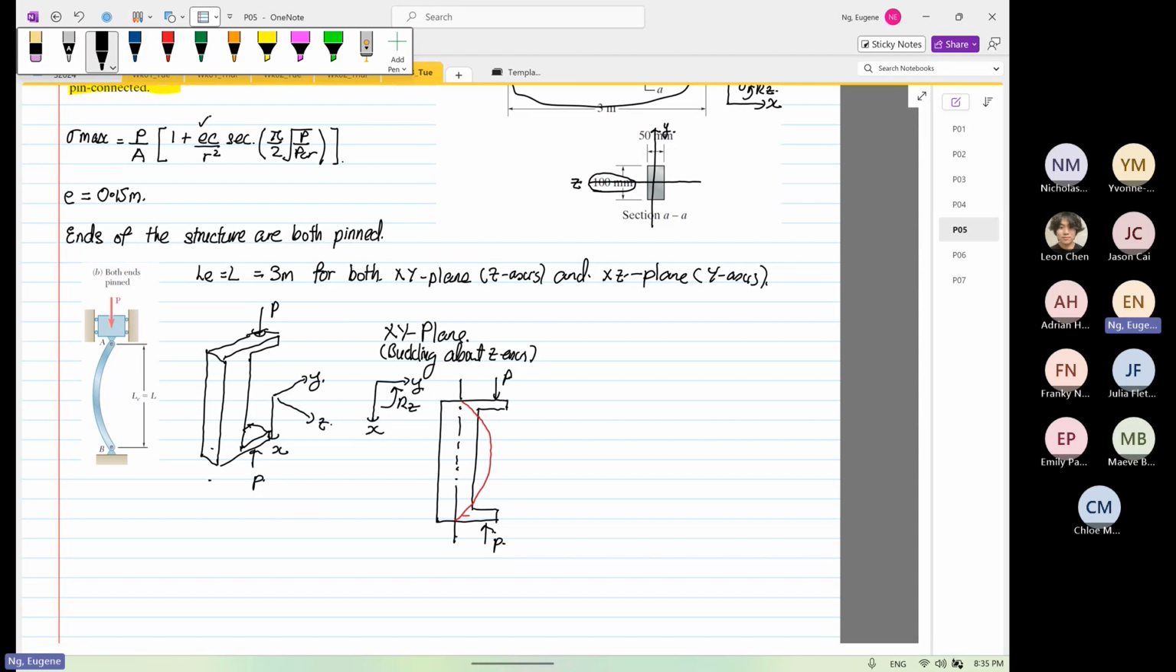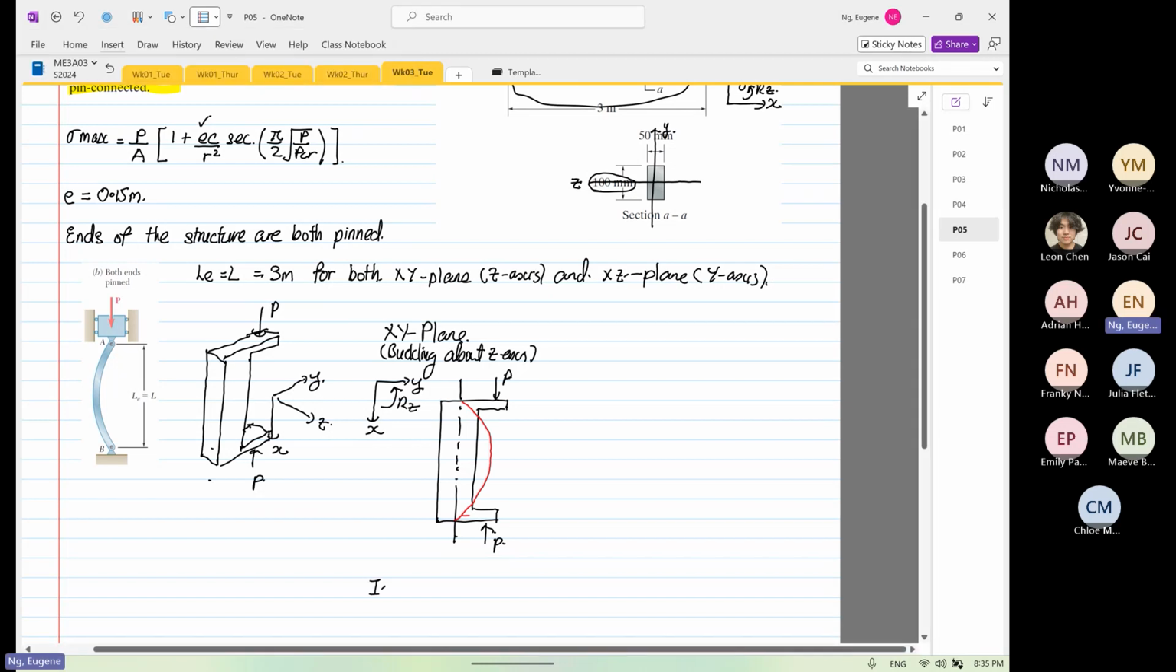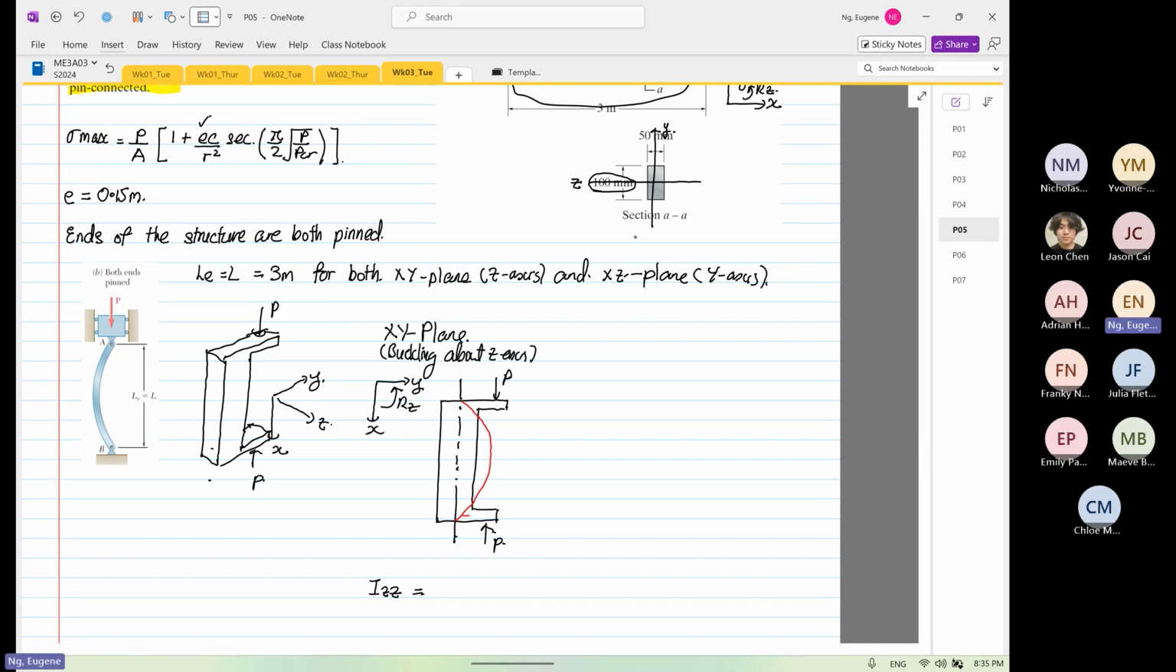So when that's the case, we know that this is going to be I what? IZZ. So when it's IZZ, this will be the width, and this will be the depth. Okay, this will be the depth for IZZ. Okay, so the width is 50. The depth is 100. Power of 3, right? Divided by 12.